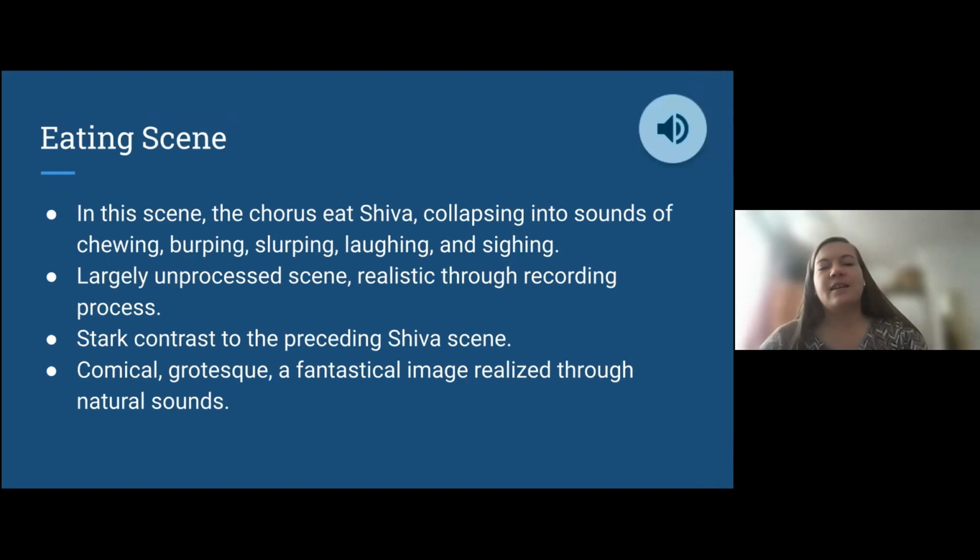So what I think is one of the high points of the opera is the scene where the chorus eats Shiva, and they collapse into sounds of chewing, burping, slurping, laughing, and singing, which is quite an unusual thing to have in this type of dramatic work.